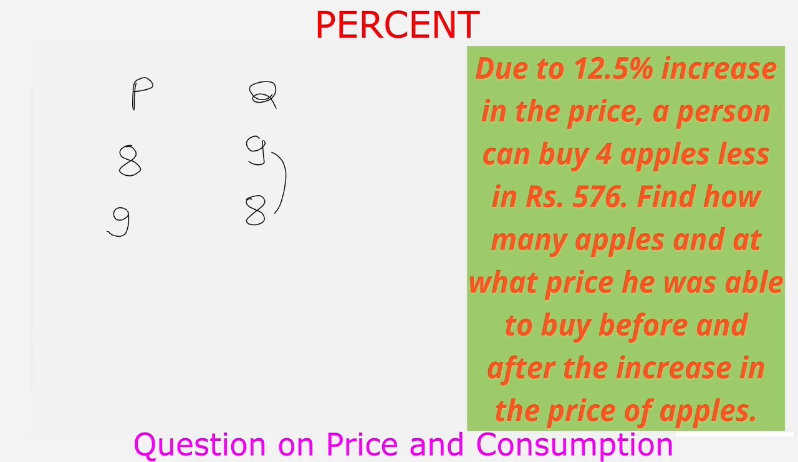Now this difference is 1. So we are able to buy one quantity less than the previous one. This one is equivalent to 4 apples as given to us. Therefore 9 is equivalent to 9 times 4, which is 36, and 8 times 4 is 32. So earlier we were able to buy 36 apples. Now we are able to buy 32 apples.